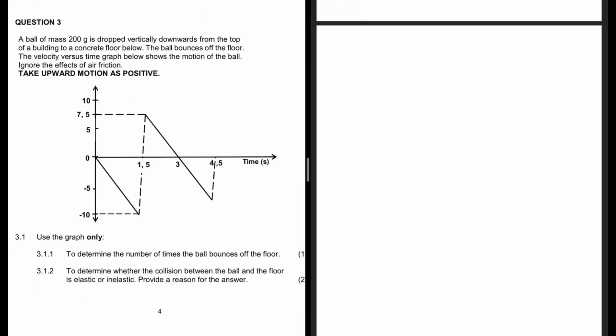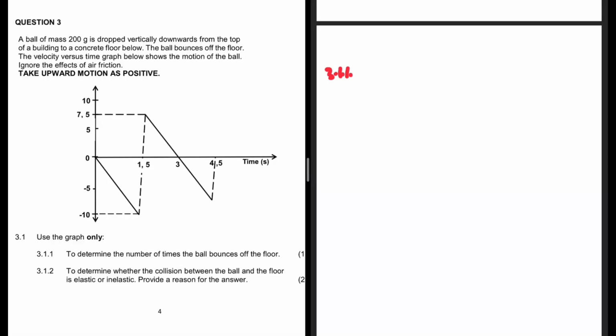A ball of mass 200 grams is dropped vertically downwards from the top of a building to a concrete floor below. The ball bounces off the floor. The velocity time graph below shows the motion of the ball. Ignore the effects of air friction. Take upward motion as positive. 3.1.1. Use the graph only. Okay. And then we're supposed to determine the number of times the ball bounces off the floor.